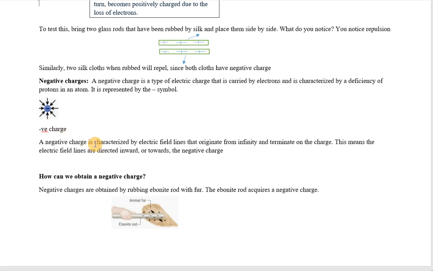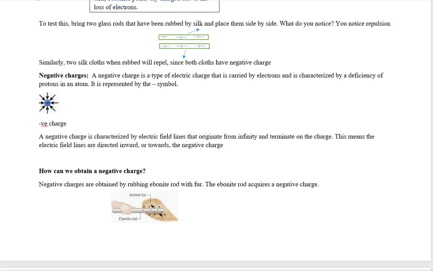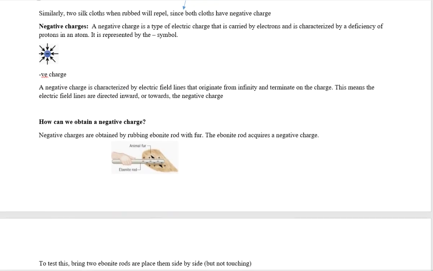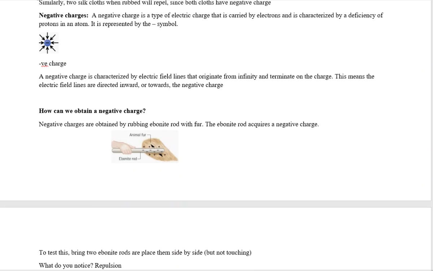So you now see that electric lines of force for positive charges are directed outwards, note, and for negative charges they are directed what? Inwards, the electric lines of force. And what are electric lines of force? They are those imaginary lines that are used to represent electric field. Alright, how can we obtain a negative charge?